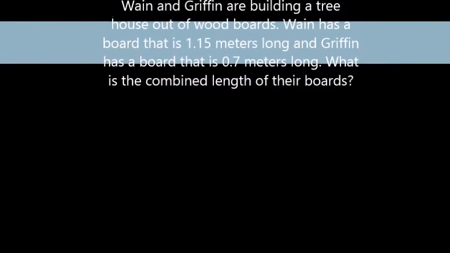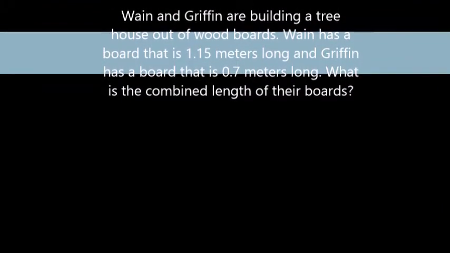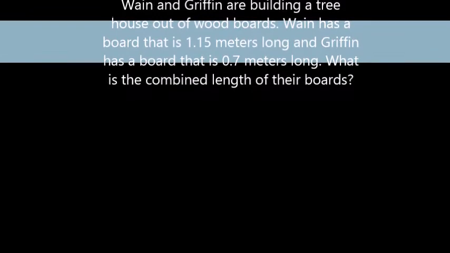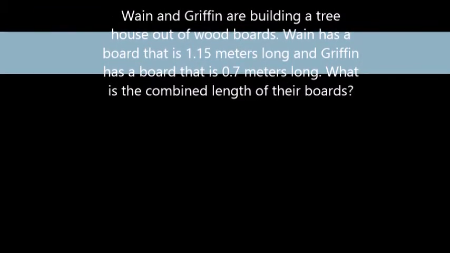To get us started off, what we're going to look at is a word problem. I'm going to put that on the screen, but don't worry about writing anything down. Just kind of take it in. Right after we look at the word problem, we're going to review what a decimal grid looks like and how we use it, and then we'll use that to solve our problem. So let's take a look at the problem. Wayne and Griffin are building a treehouse out of wood boards. Wayne has a board that is 1 15/100 of a meter long, and Griffin has a board that is 7/10 of a meter long. What is the combined length of their boards?